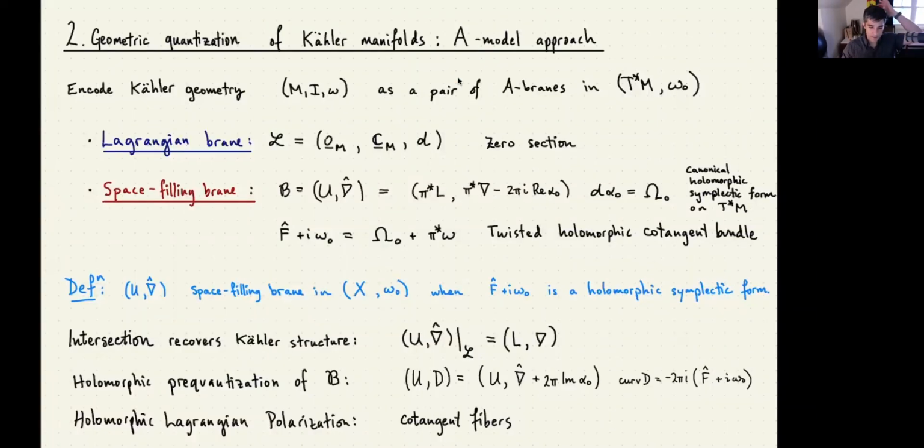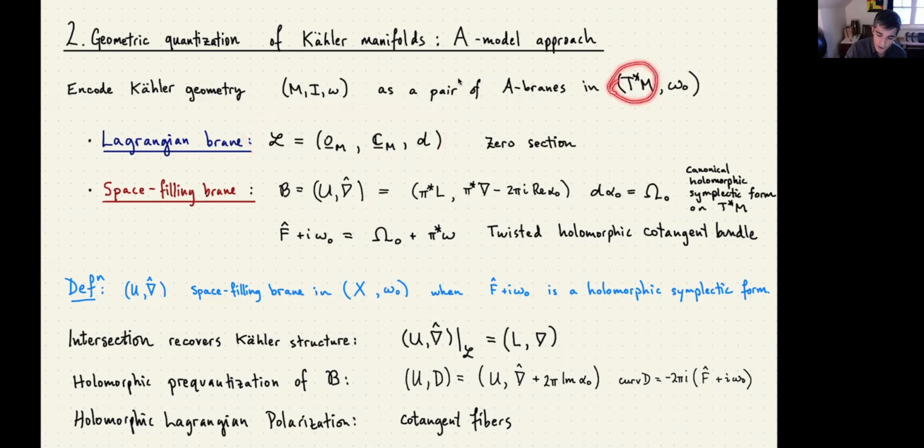So instead of working on the manifold M, the Kähler manifold M, I'm going to now work on its cotangent bundle, which has a canonical real symplectic form. Inside this cotangent bundle, there are two important branes, as physicists call them. One of them is a usual Lagrangian object, which is just the zero section. And branes always should come equipped with certain unitary line bundles. In this case, I'm just going to take the trivial one.